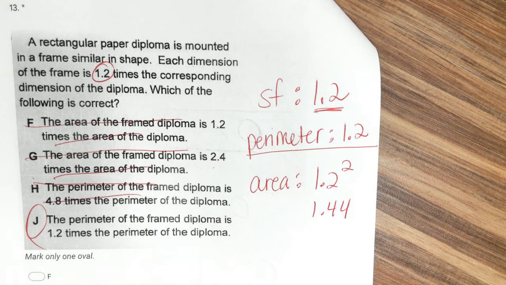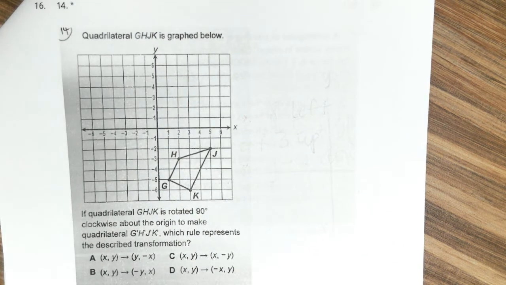They're going to give you a scale factor. Just know that the perimeter will have the same scale factor, but the area you square the scale factor. Okay? Let's do the next question, and we'll go back and do another question like that.